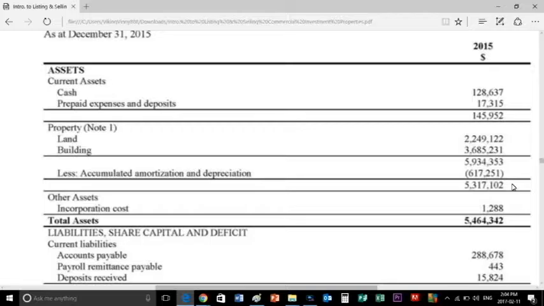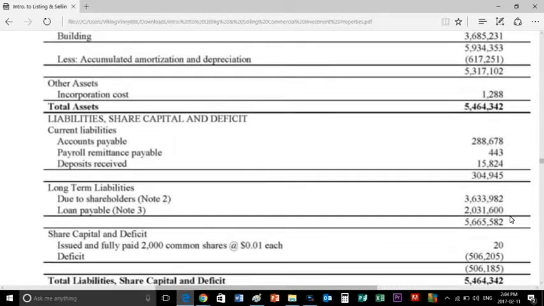$5,317,102. Other assets, incorporation cost is $1,288. So you take all these assets, add them together. The total assets are $5,464,342. So basically it's over $5.4 million.